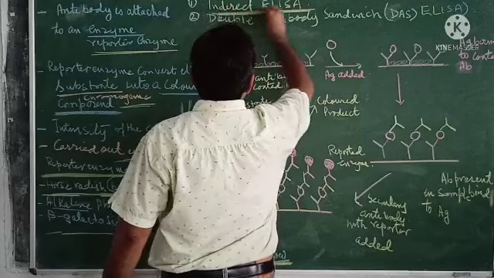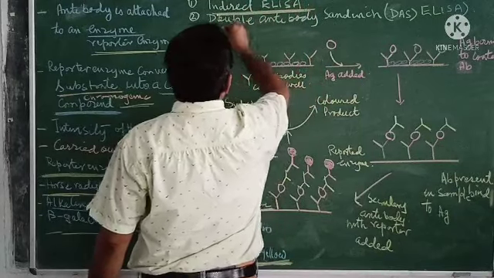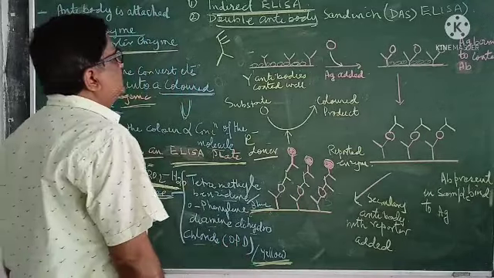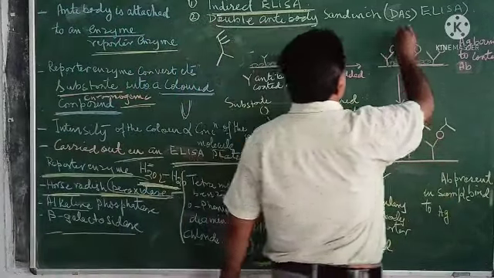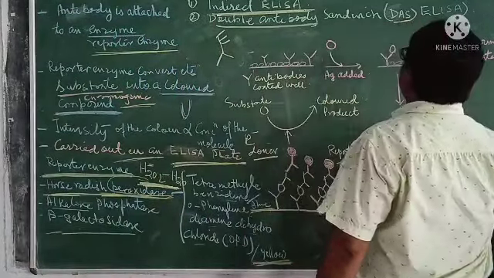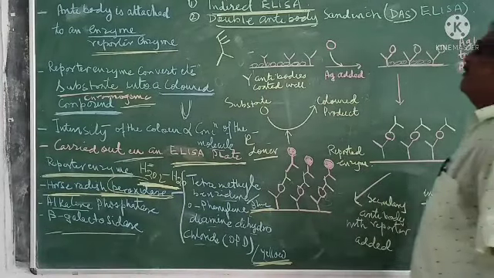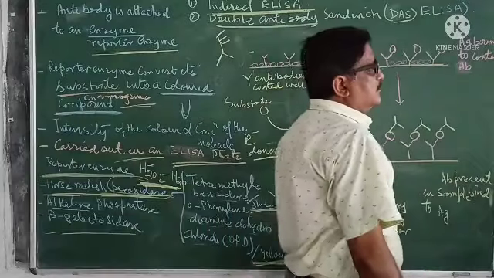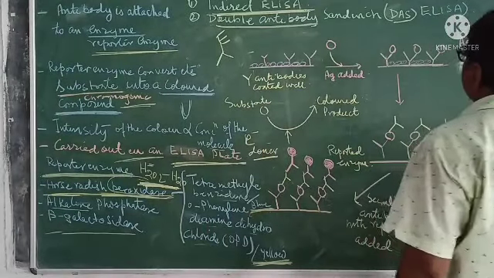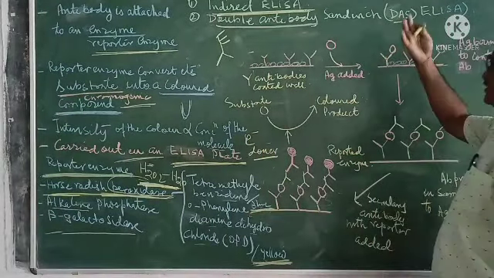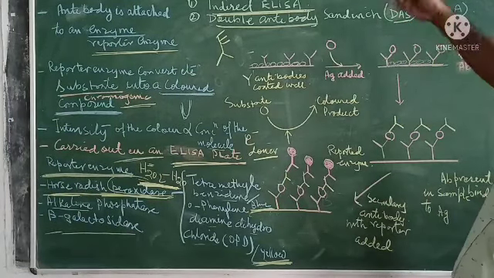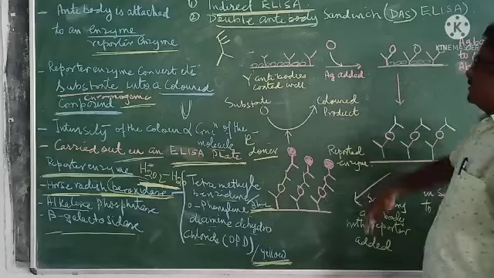Basically, there are two types of ELISA: indirect ELISA and double antibody ELISA. That is double antibody sandwich ELISA, the DAS. But indirect ELISA is also a sandwich ELISA, but here, in case of double antibodies, triple antibodies are used. That is why it is also known as triple antibody sandwich ELISA.